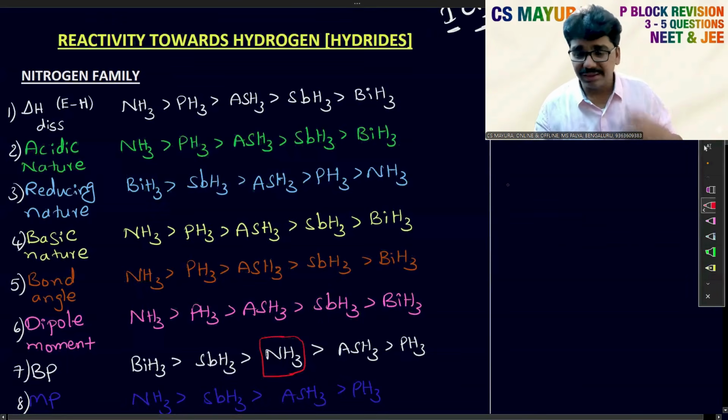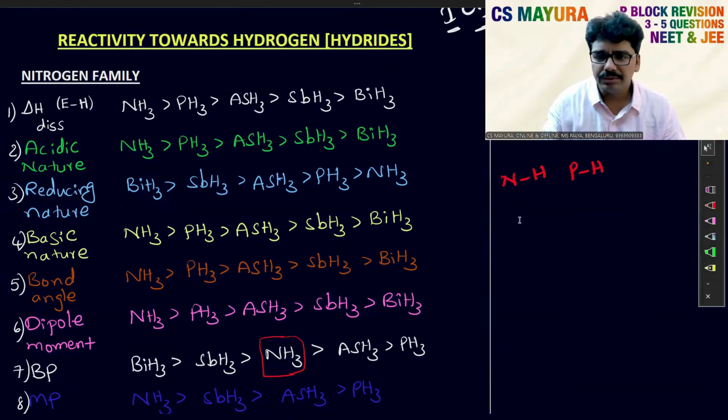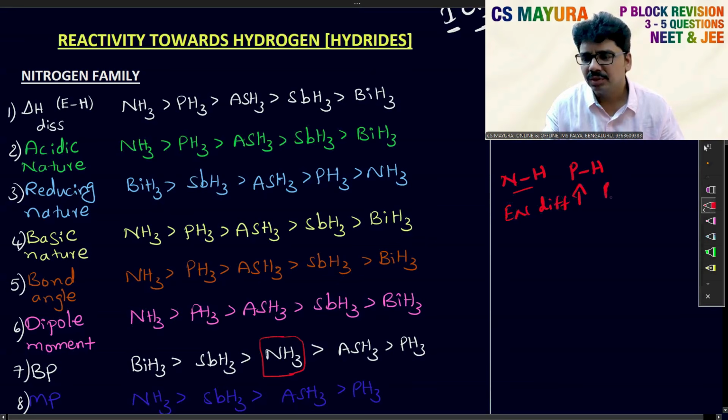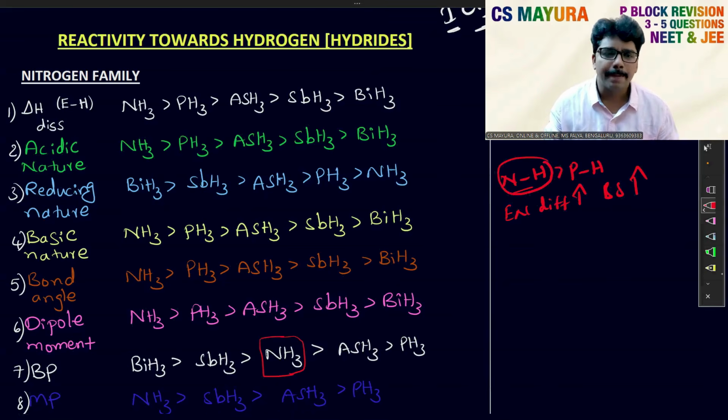Now, bond dissociation enthalpy. Let us discuss all these points one by one. Take ammonia and phosphine. In ammonia, we have the N-H bond, and in phosphine, the P-H bond. As the electronegativity difference increases, bond strength increases. The nitrogen-hydrogen electronegativity difference is more, so the bond strength is more. So the bond dissociation enthalpy of NH3 is greater than PH3.